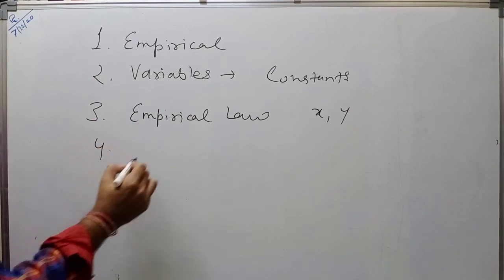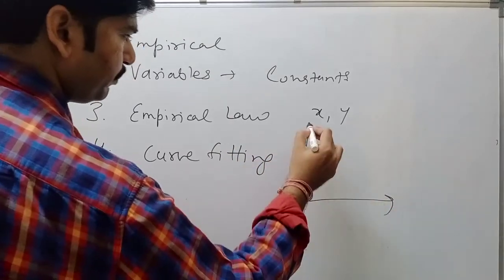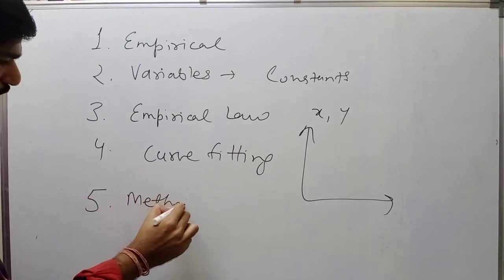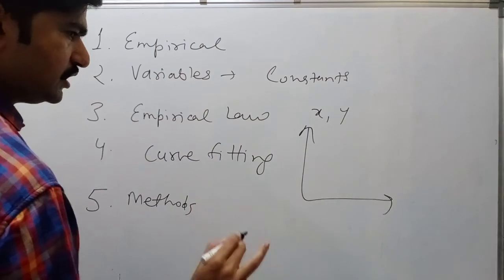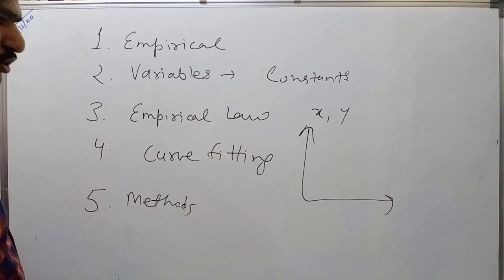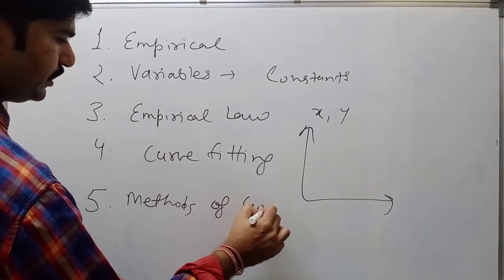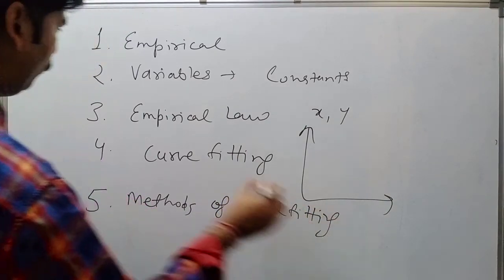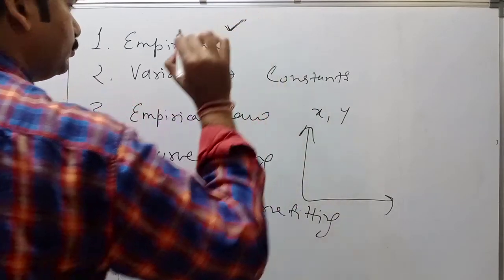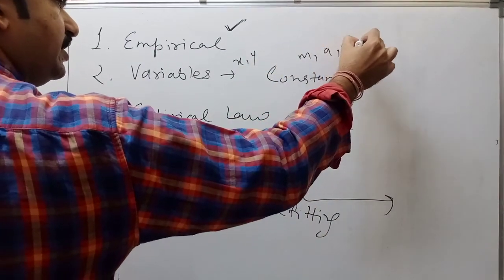Then the fourth one is curve fitting. So you are going to prepare that. Then come the methods of curve fitting. We have discussed theoretically two methods: one is the graphical method, one is the principle of least squares. Through the notes or subsequent lectures, you will be able to understand the methods of curve fitting in detail. If you see the flow from top to bottom, first you understand what you are going to study. Then the introduction of variables and the constants M, A, B, C.